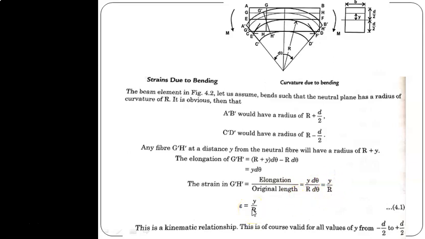Therefore the bending strain epsilon is equal to y by r along this section. We just find the strain along this section. So let us take a section at a distance y from the neutral axis. Because of this bending effect, the fibers on this section are also strained. So epsilon is equal to y by r. This is a kinematic relationship. This is of course valid for all values of y from minus d by 2 to plus d by 2.